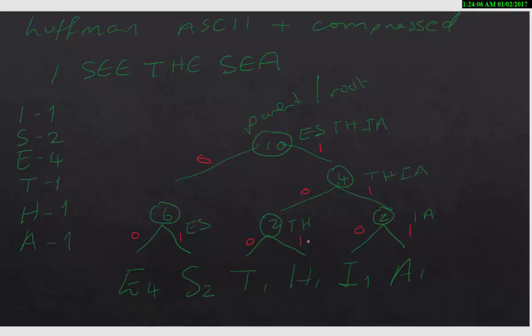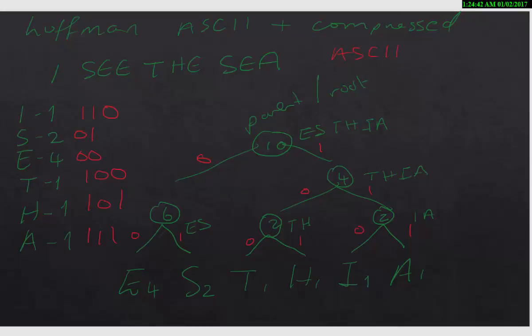So for E it's 0, 0. For S it's 0, 1. For I it's 1, 1, 0. For T it is 1, 0, 0. For H it's 1, 0, 1. And for A it's 1, 1, 1. Again, no ambiguity here.